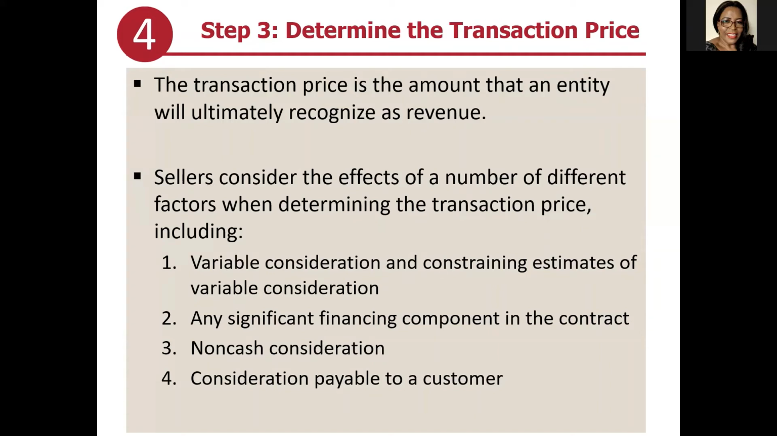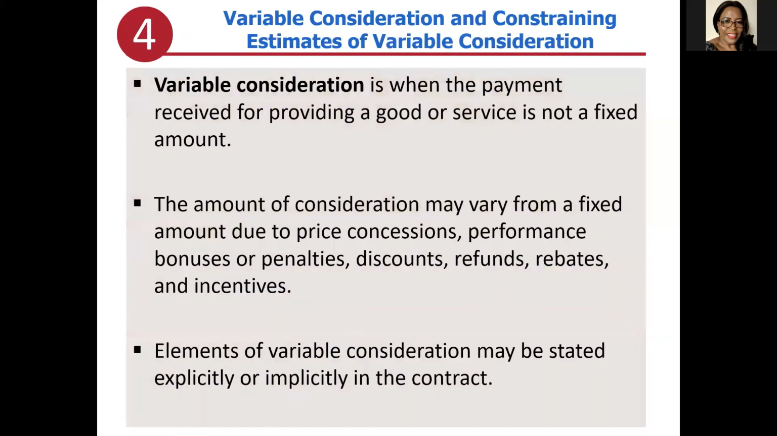Sellers consider the effects of a number of different factors when determining the transaction price, including 1, variable consideration and constraining estimates of variable consideration. 2, any significant financing component in the contract. 3, non-cash consideration. 4, consideration payable to a customer. For example, a discount for early payment typically offered by a seller is considered an element of variable consideration, even though it may not be specified explicitly in the contract.